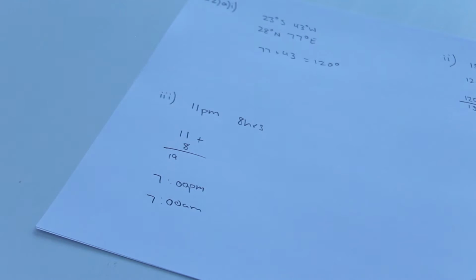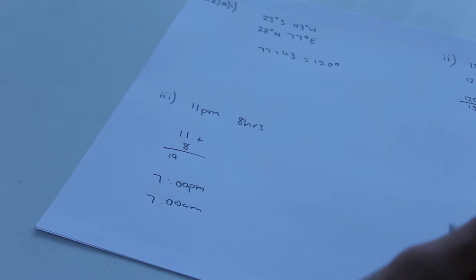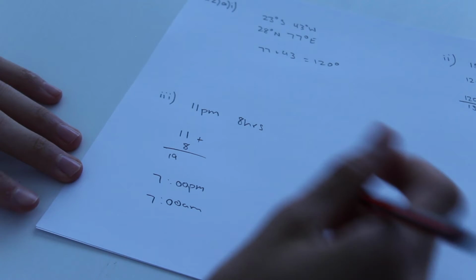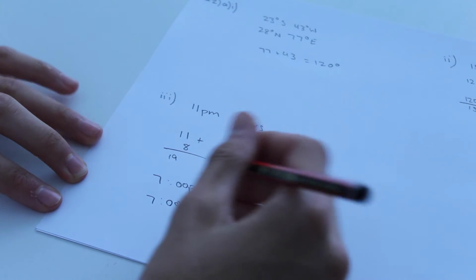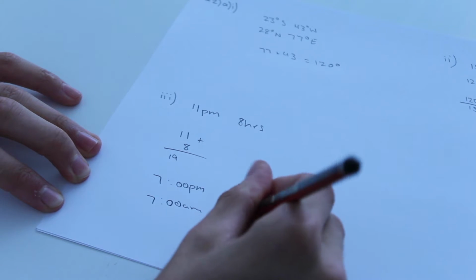So the time in New Delhi will be 7 a.m. if Jose places the call at 11 p.m. on the Tuesday. 7 a.m. on the Wednesday.